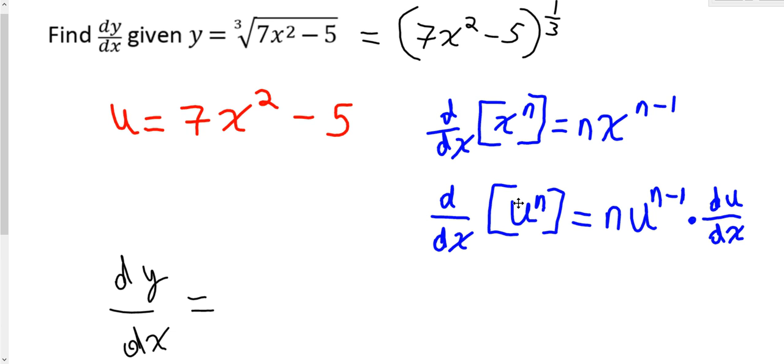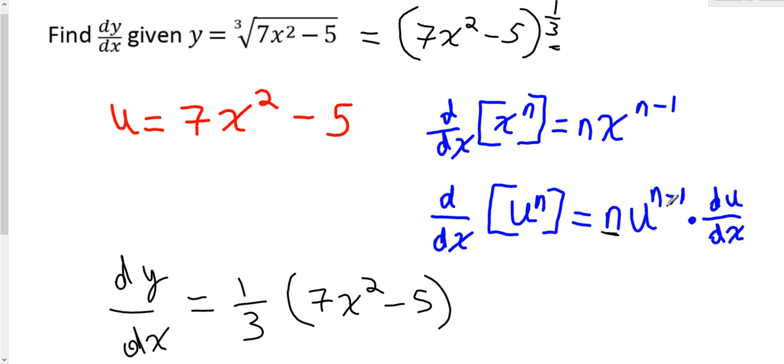So the rule says that I'm going to take n, which is 1/3, multiplied by u, well, u is this 7x squared minus 5, raised to the power of n minus 1. Well, n is 1/3, and 1/3 minus 1 is negative 2/3. But then I have to multiply that by du/dx.